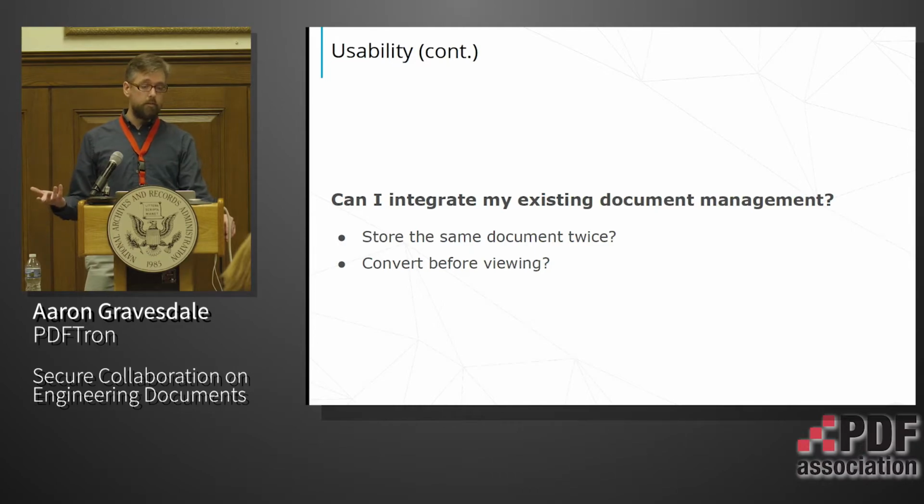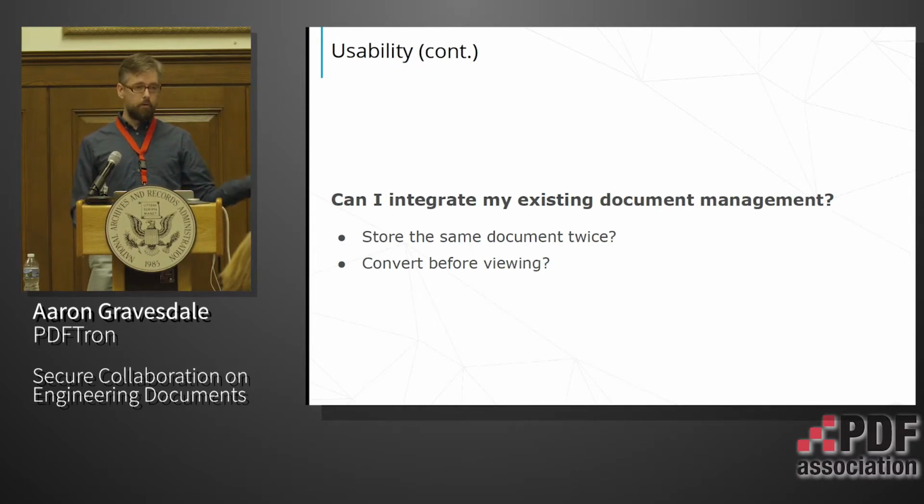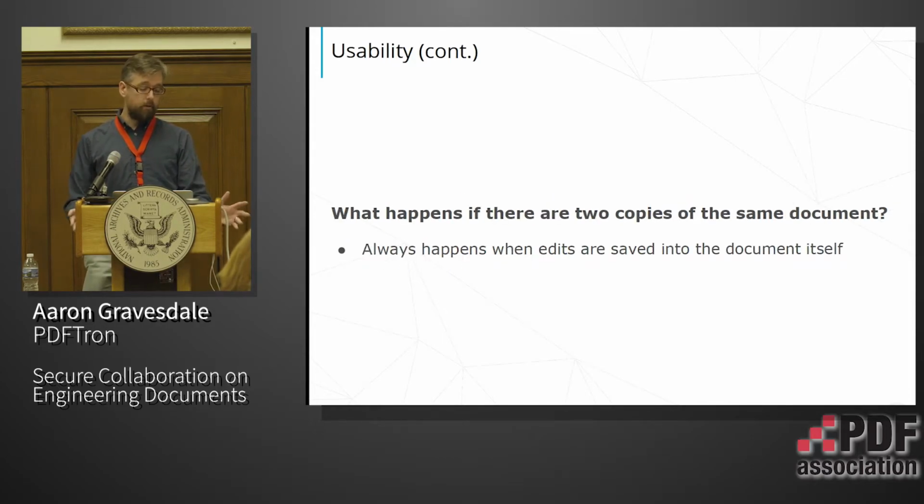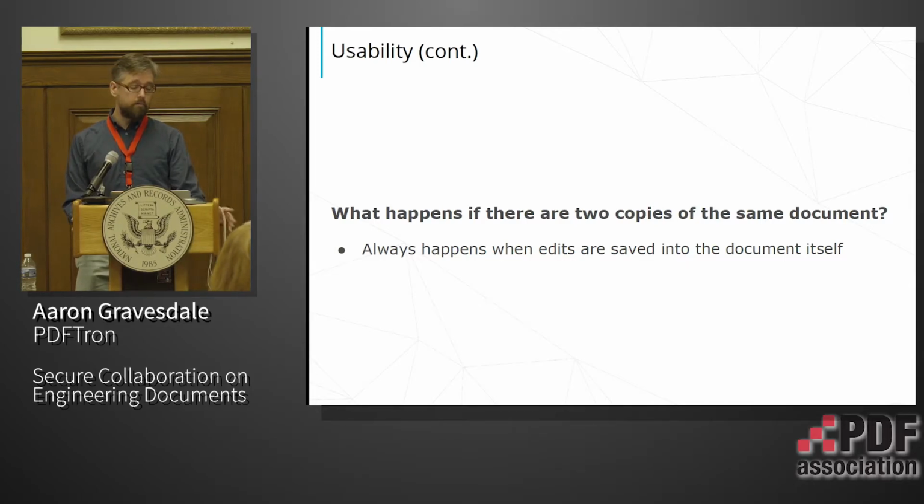And additionally, do I need to convert the document before viewing? Because that can lead to much the same thing. I might have the original document in CAD, and I need to now convert it to PDF, and then from PDF over to SVG or some other format. Am I now storing the same document multiple times? Can I convert on the fly to avoid that? And what happens if there are two copies of the same document, just in general?